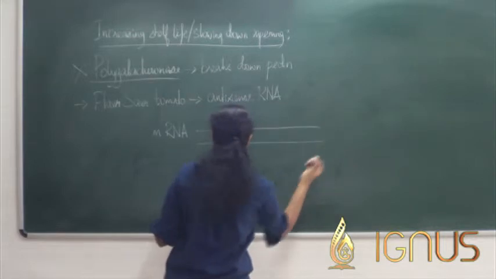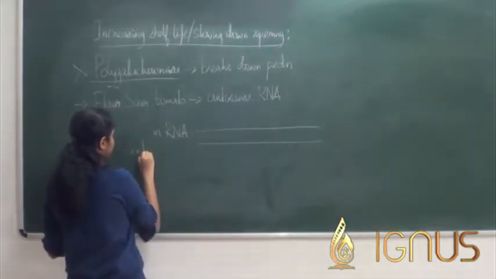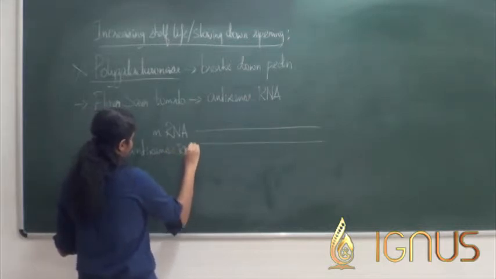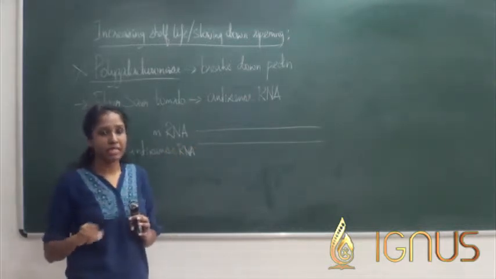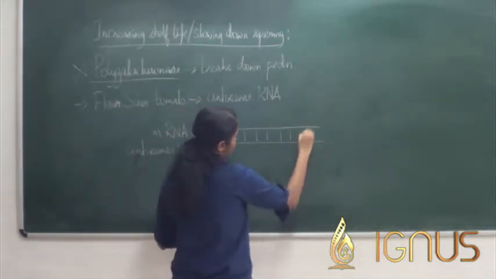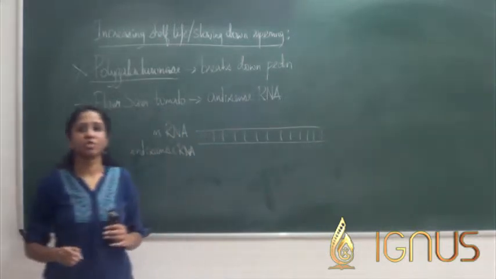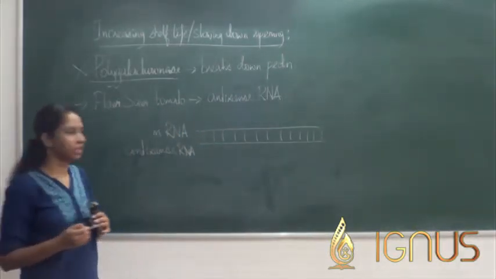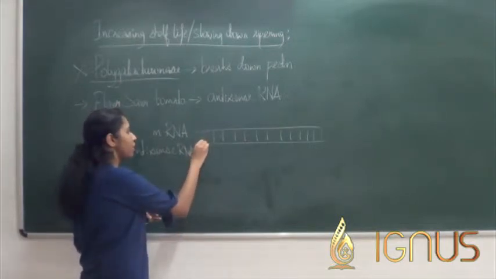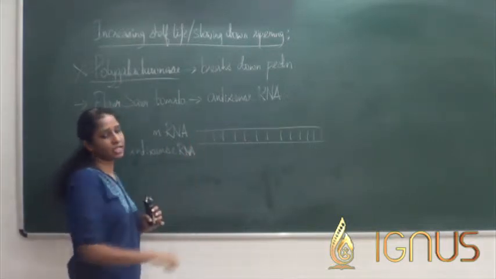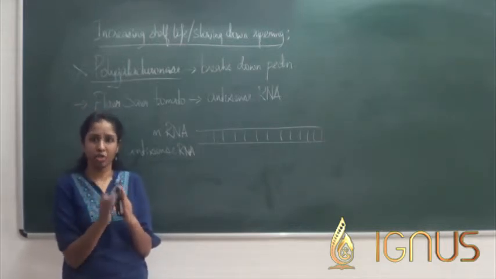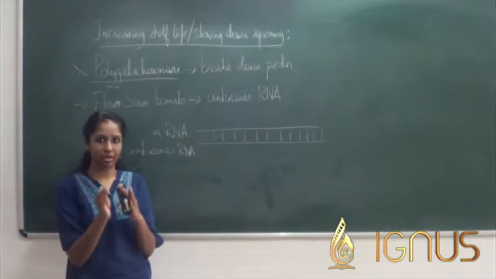So your antisense RNA is going to be completely complementary to the mRNA molecule, which means that it is going to go for bond formation. So the nucleotides which are there on the mRNA are going to form bonds with the nucleotides which are there on the antisense RNA. So you are going to end up with a double-stranded RNA molecule instead of a single-stranded RNA molecule.